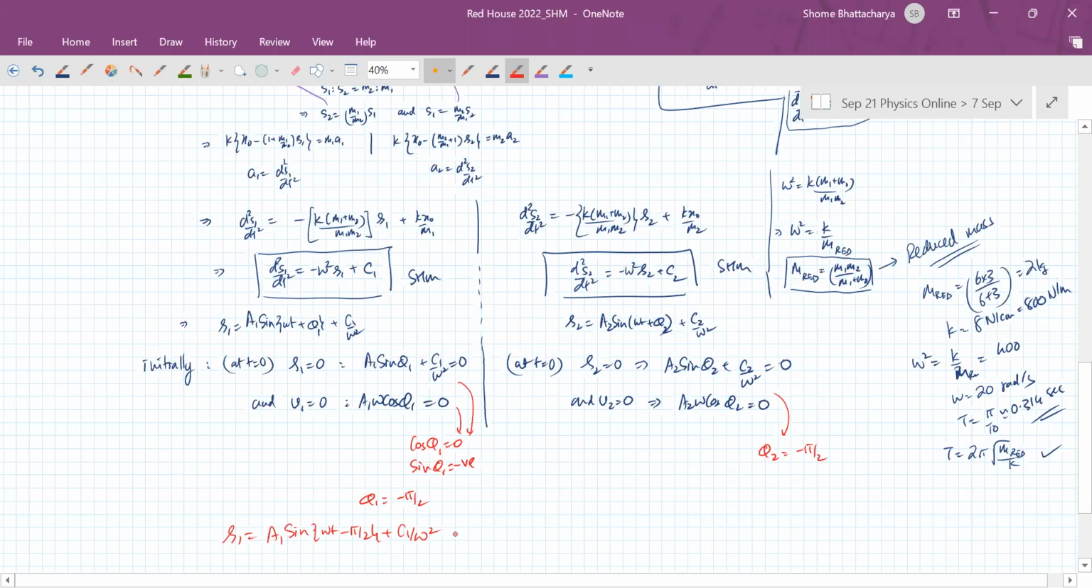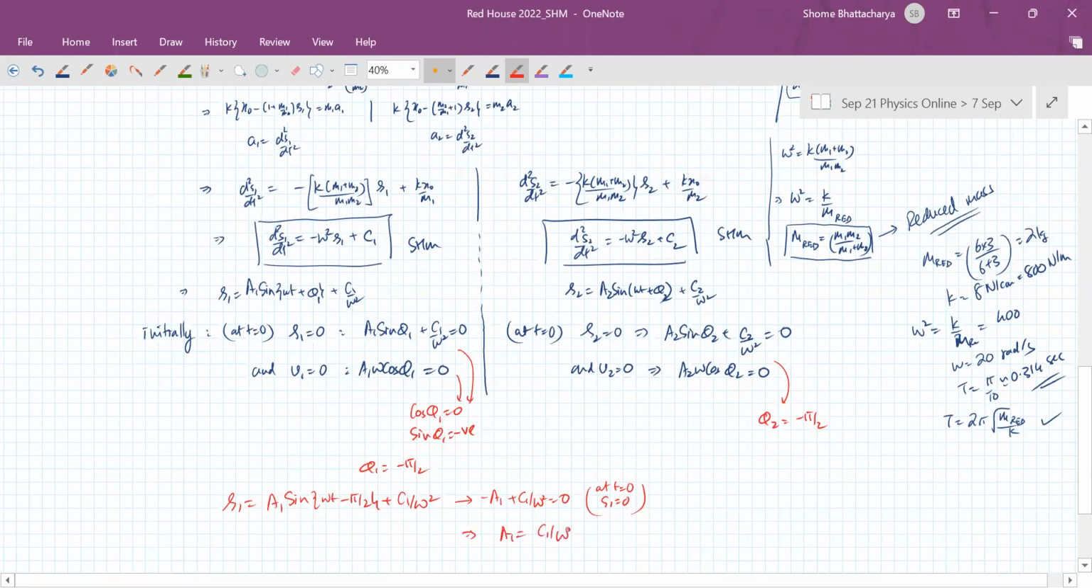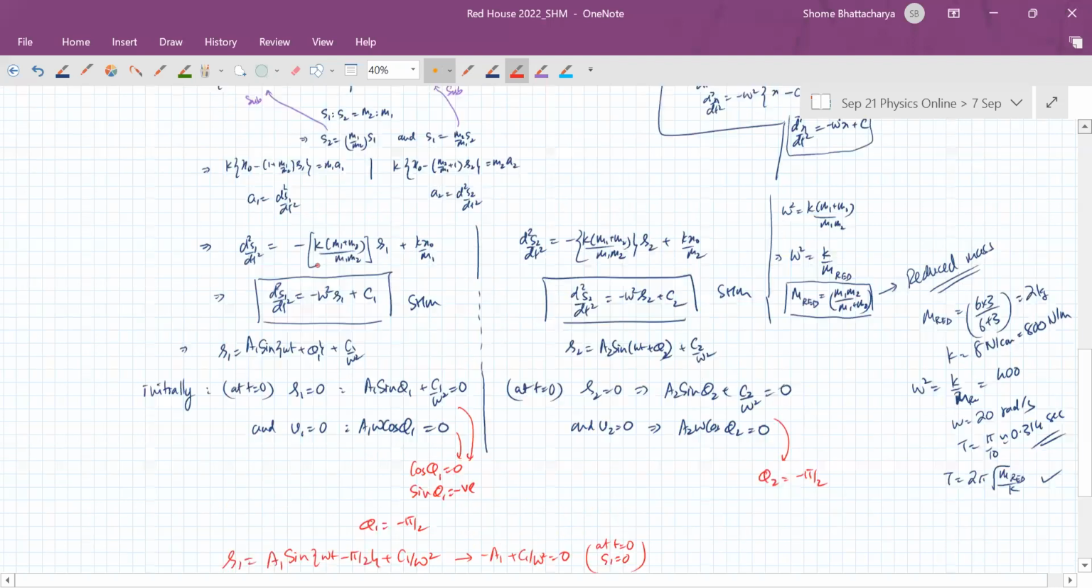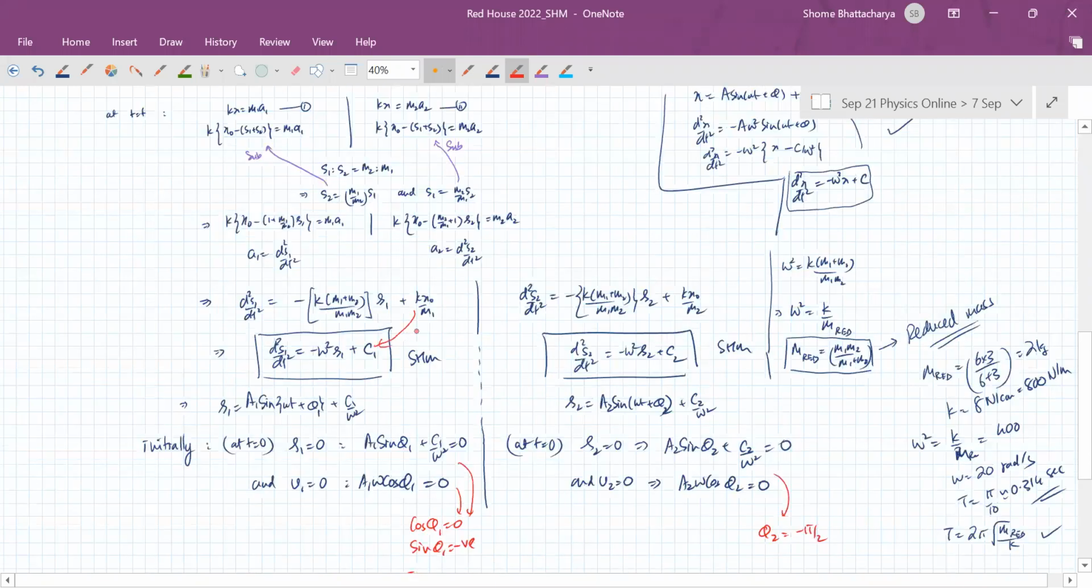And again, A1 sine phi 1 plus C1 by omega square should be 0, because at t equal to 0, S1 is equal to 0. So A1's value, this amplitude's value, is C1 by omega square. And see what C1 was above. You can see that C1 was Kx0 by M1. Yeah, this term. And similarly, this term.